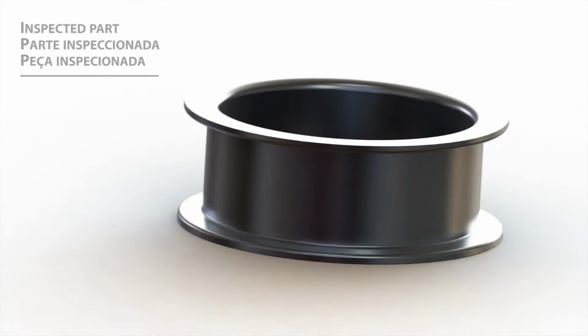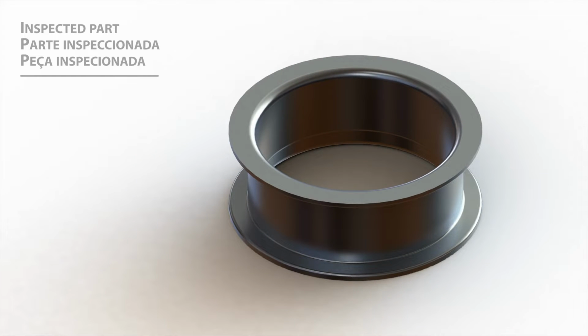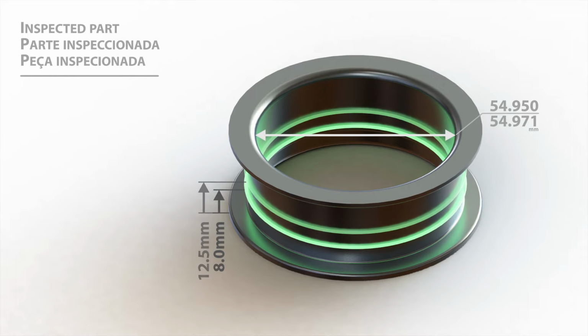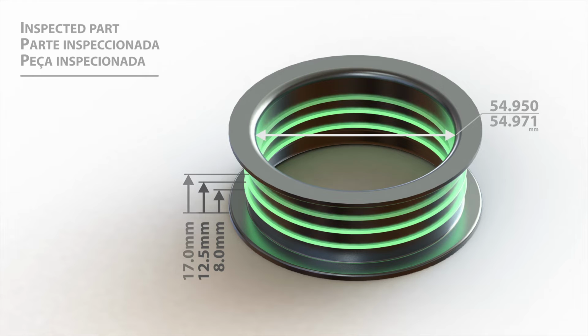The application requirements are capable of measuring the average inner diameter from 54.950 mm to 54.971 mm at heights of 8, 12.5, and 17 mm, relative to the reference face of the part. Simultaneous measurement of the three diameters. Study of the R and R of the gauge. Robust construction for fast inspection of 100% of the produced parts.